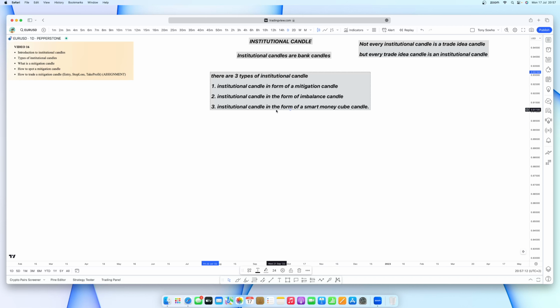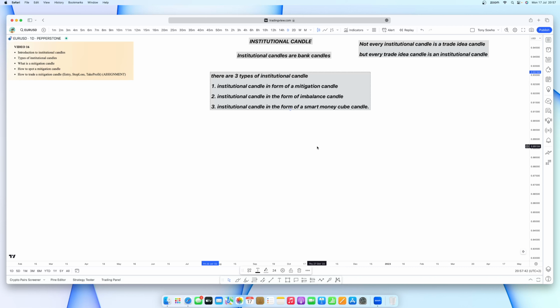Every candle is an institutional candle. But these are the three specific types of candle I want you to be on the lookout for anytime you want to take a trade, because taking your trade revolves around these three types. You can take your trade based off the mitigation candle, the imbalance candle, or the smart money cube candle.